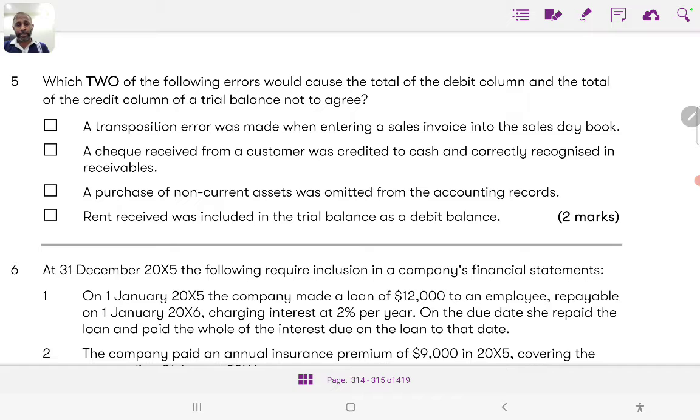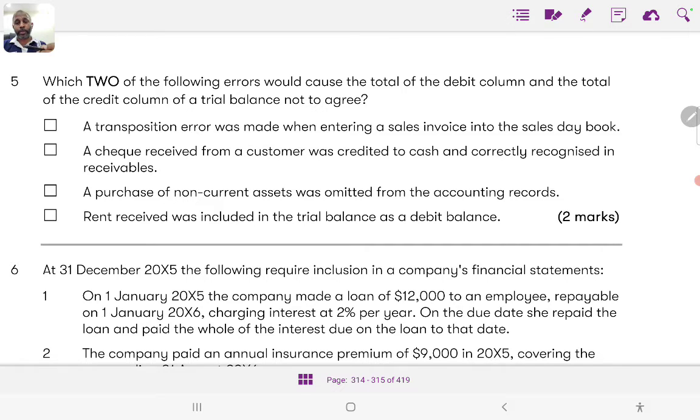A purchase of a non-current asset was omitted from the accounting records totally. When they say omitted from the accounting records, they don't mention the word entirely, but you may have to assume that. Let's read the fourth one. Rent received was included in the trial balance as a debit balance. So the third one is not an answer because both debit and credit are missing. But the fourth one, yes. When you receive rent, it's an income, usually a credit item, and you have debited it, so the implication is that the trial balance will disagree.